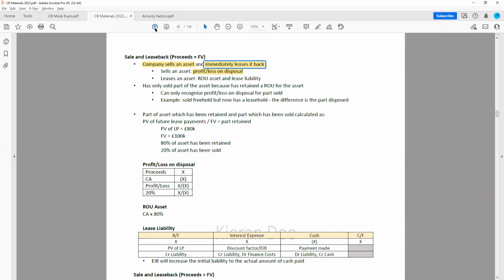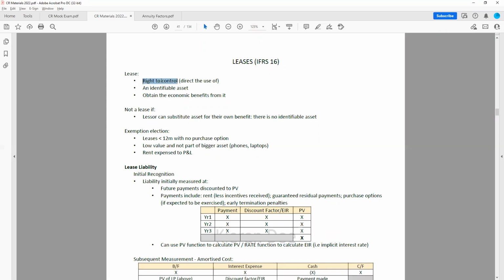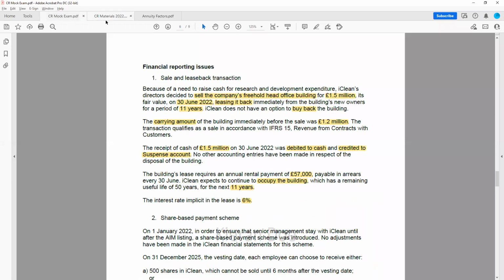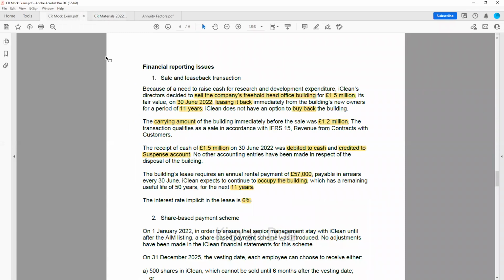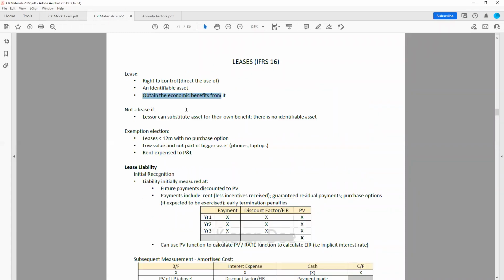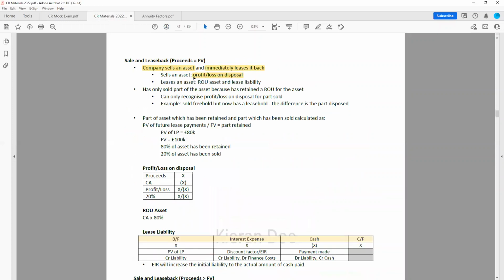And when a company leases an asset, if, of course, it is a lease, if they've got the right to control that asset, which certainly appears to be the case here, because they're going to use it as their head office. There's an identifiable asset. Clearly there is here because there's a specific building, and clearly they're going to obtain the economic benefits from it because they're going to use it there as their head office. So clearly we do have a lease, and when you have a lease, you have a lease liability for the future payments and a right of use asset.